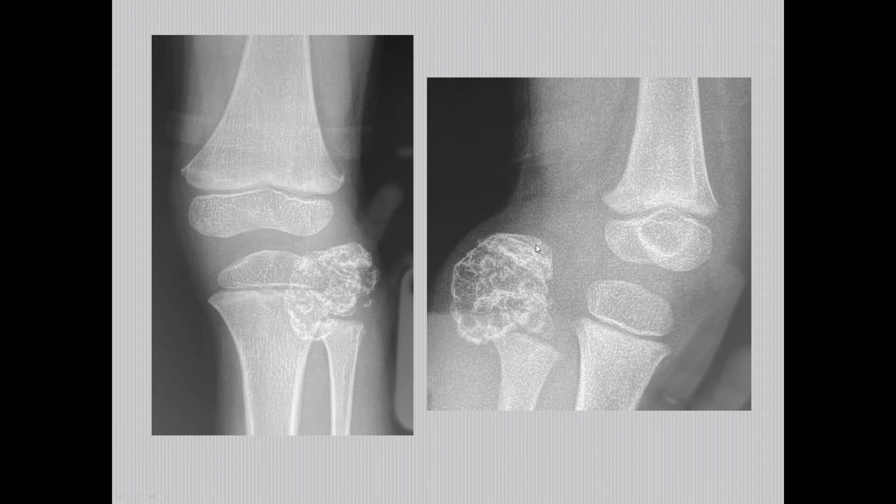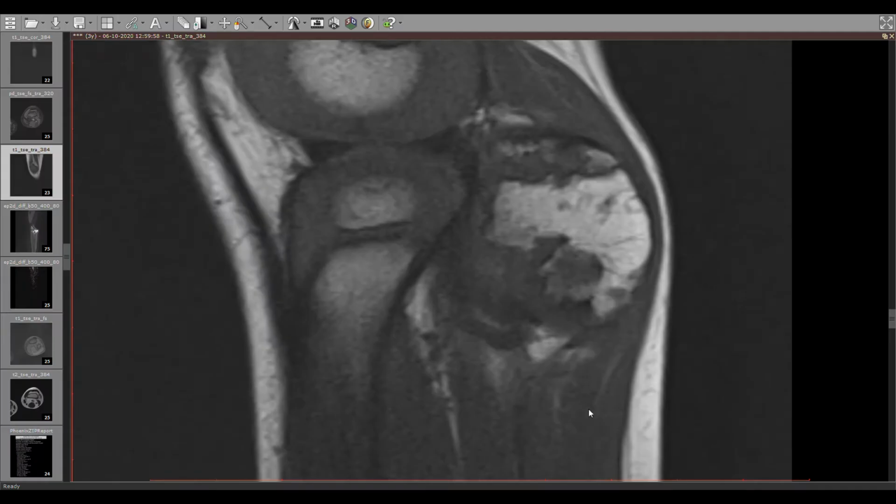So, on the basis of this, the lesion could either be epicentered in the soft tissue or it could be arising from the epiphysis. So, to characterize it further, we go for an MRI. So this is the MRI of the patient.